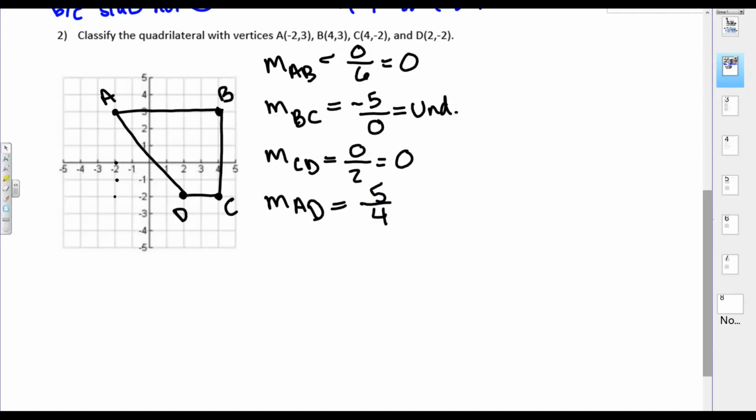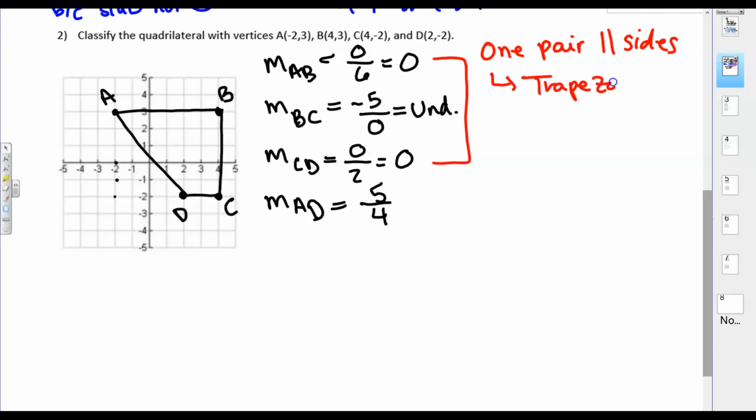Now, looking at this, right here, I have one pair of parallel sides, which means I know that this is a trapezoid because AB is parallel to CD, right? These guys here are parallel. Now, looking at this, I have a perpendicular side right here. We've got perpendicular going on here and here, but that doesn't really help me with the trapezoid. That only really helps me with the parallelogram.